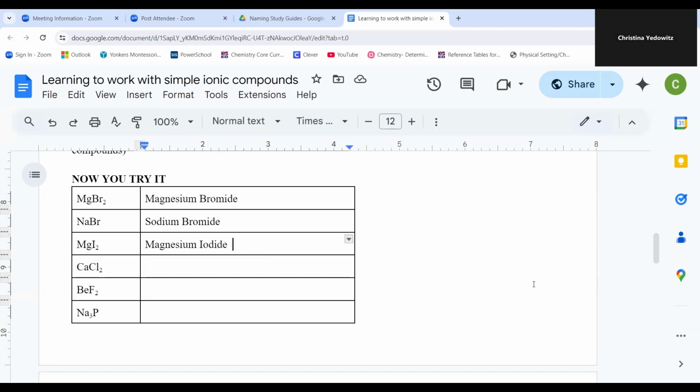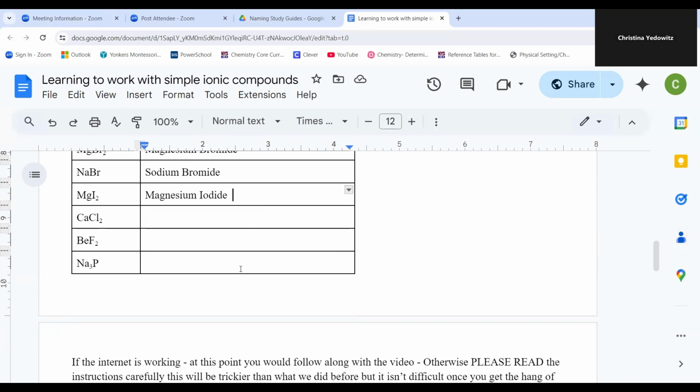Okay, all right, so you're going to pause the video. We're going to come back and do the other three. You guys practice, see what kinds of stuff you have trouble with. It could be where you're going to put the ending. It could be that you slip up and try to use a Greek prefix. Don't do that. These are ionic compounds. All right, pause the video.